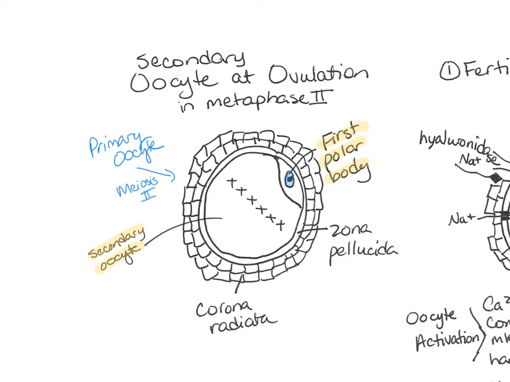So here we can see that both the first polar body and the secondary oocyte are wrapped together within the zona pellucida and the surrounding corona radiata cells. We also see the chromosomes of the secondary oocyte are at the metaphase plate, so they're right in the middle of that cell, and so that cell is halted in metaphase 2.